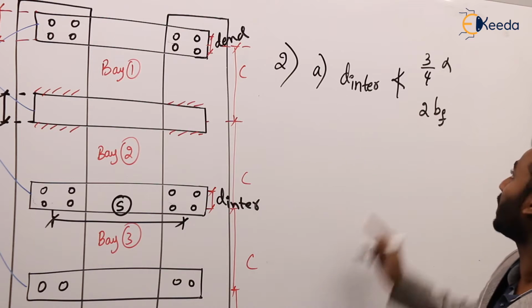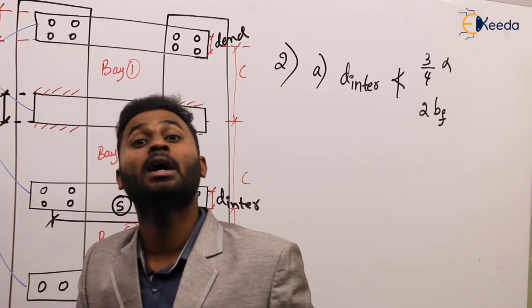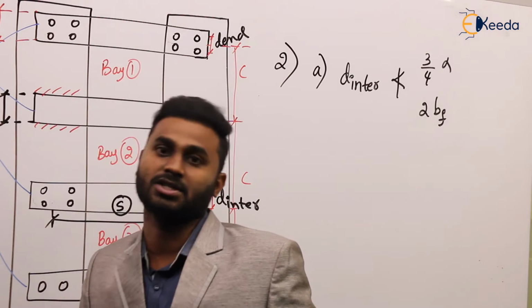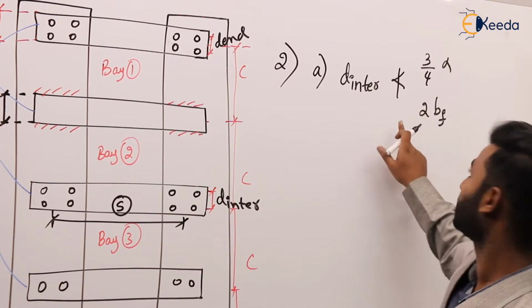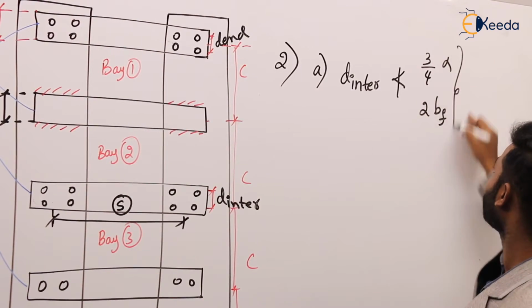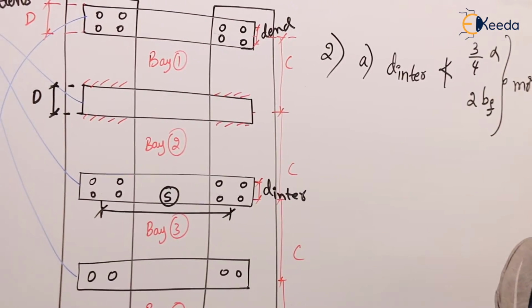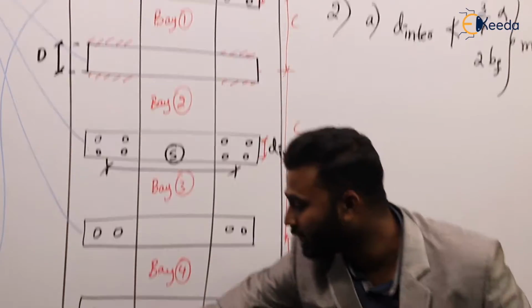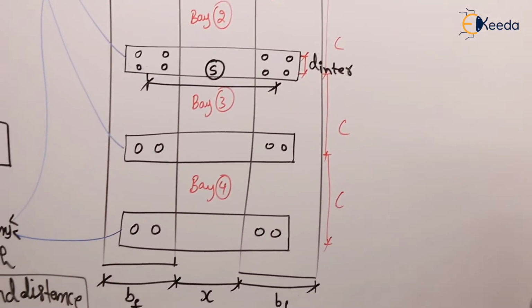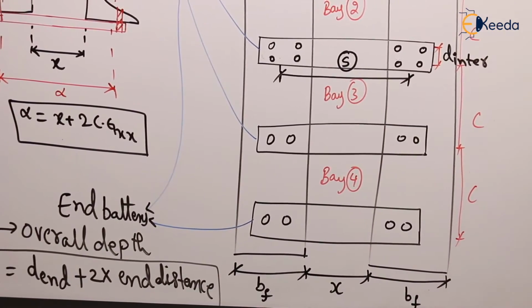So we know what alpha is. Alpha is nothing but the center to center distance between the components of the built up column. Out of these two, whichever is more is to be taken as the effective depth of the intermediate batten. BF is nothing but the width of the flange. You can see it in the cross sectional view, and the longitudinal view also. So the width of the flange is BF.